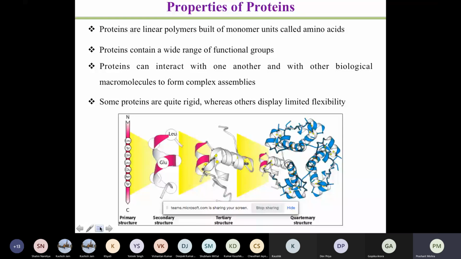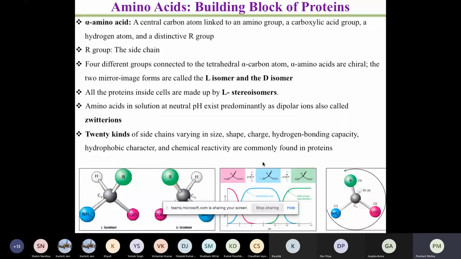We have talked about the protein properties, and you have learned what are the primary, secondary, tertiary, and quaternary structure. We will be discussing these structures in further detail. Then we started discussing the building blocks of the protein, which are amino acids. You have learned that all the amino acids are alpha amino acids, and they exist in L-isomeric form. Most of the amino acids originating from the protein are L-stereoisomers.